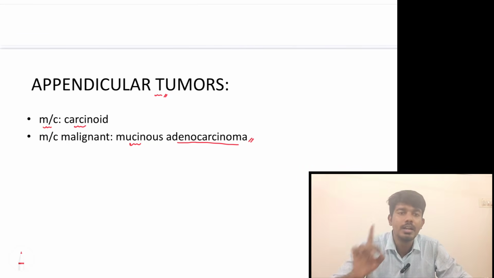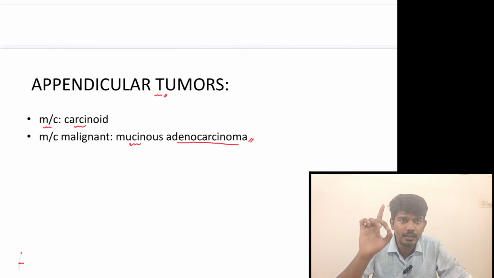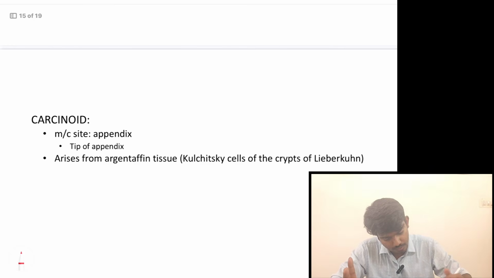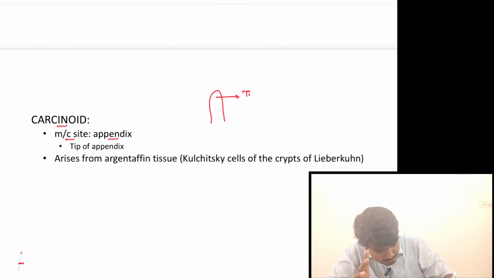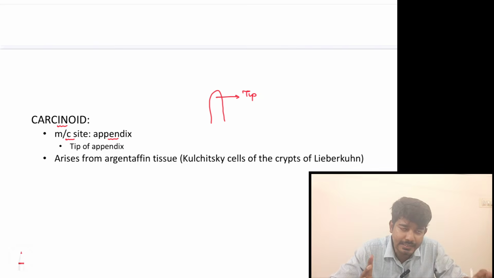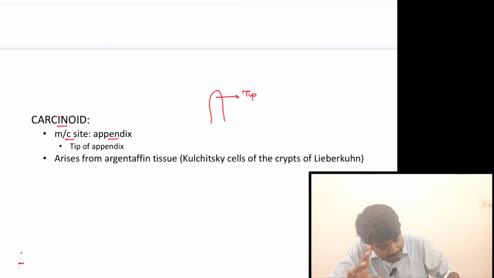Mucinous adenocarcinoma is the most common malignant tumor of the appendix. So what is this carcinoid? The most common site of carcinoid is the appendix, most commonly in the tip of the appendix. That is the most common site. Where do they arise from? They arise from argentaffin cells.